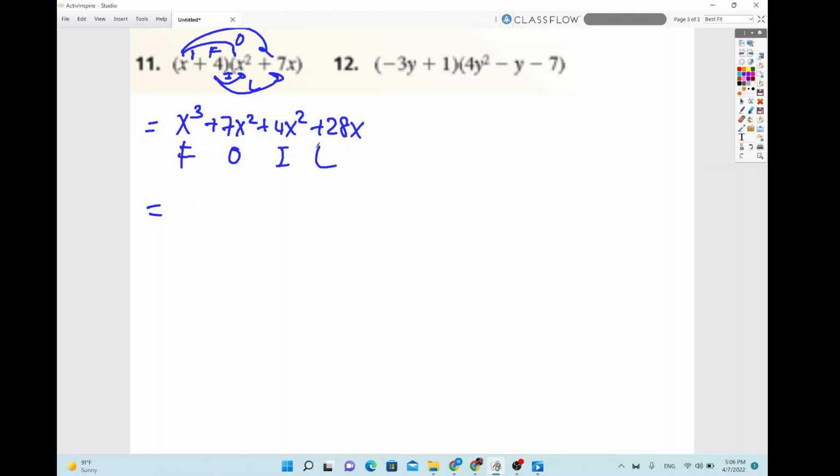Again, this one has been arranged already. So x to the power of 3, 7x squared plus 4x squared, so that'll be 11x squared. And then plus 28x. So it's a cubic trinomial.